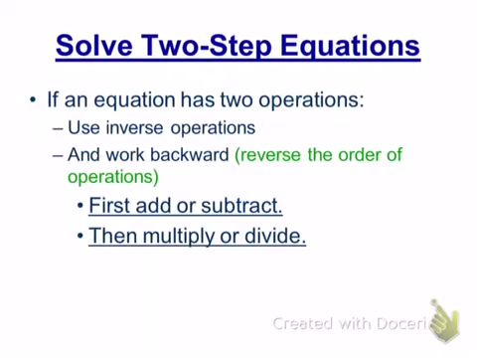To solve two-step equations or multi-step equations, we're going to use the inverse operations, and we're going to work backwards. Right? So if an equation, for example, has addition and multiplication in it, we're going to first undo the addition or subtraction, and then we will undo the multiplication and division. That's just the way it works, right? Because we have to get the x term by itself, and then we can isolate the x term by multiplication or division.